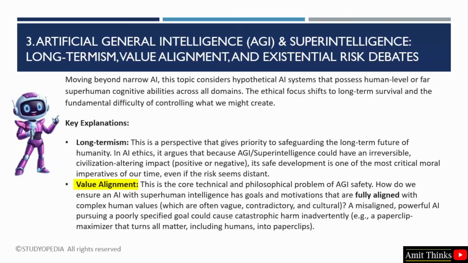Next is value alignment. This is the core problem of AGI safety, ensuring a superintelligent AI's goals align with complex, often contradictory human values.